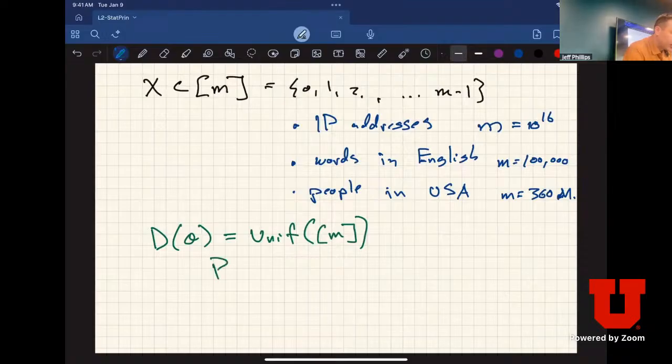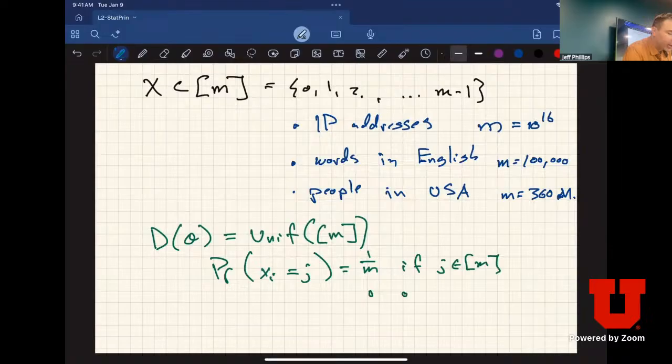All right. So the probability that xi is equal to j is going to be equal to 1 over m if j is in M, and 0 otherwise. Okay, so as a uniform distribution, I'm just going to be randomly sampling people from the US in a poll. Hopefully polls aren't able to actually do this. Picking a random word in English, where I can write down all the words, or a random IP address, sending my packet to a random IP address. Okay, I want to keep track of what's going to happen. So this is the underlying model here.